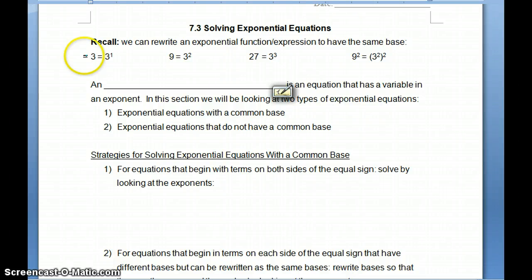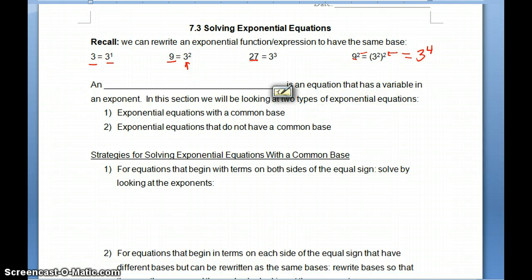If you guys remember how to do that, if we were given just 3, we can rewrite that as 3 to the power of 1, or vice versa. Here, if we're given 9, we can rewrite that as 3 squared. So we have that same base, that's your c value. So just write that as your c value to an exponent. In our third one here, we have 27, that is equal to 3 cubed. And 9 squared, we can rewrite this 9 term here as 3 squared. And then because 9 here was squared, we'll have that square on the outside of the brackets. And then we can rewrite that as 3 to the power of 4. Alright?